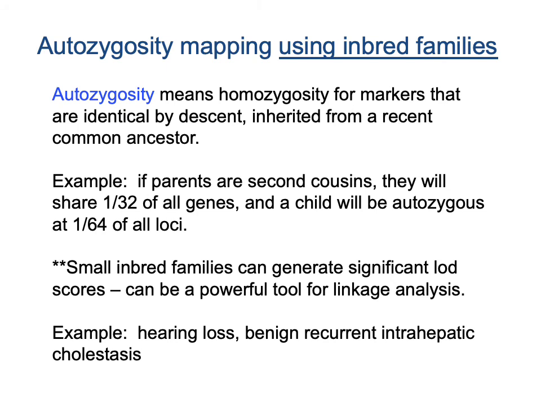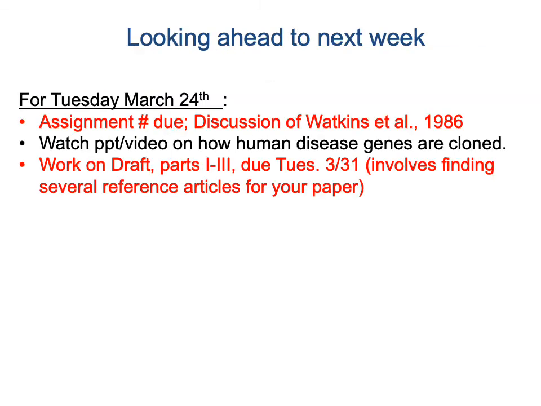There are examples where such families have contributed to researchers being successful in mapping and cloning genes, for example, hearing loss and benign recurrent intrahepatic cholestasis, as well as cystic fibrosis. So in the paper that we'll be looking at next week by Watkins, you will see some pedigrees of these small inbred families.